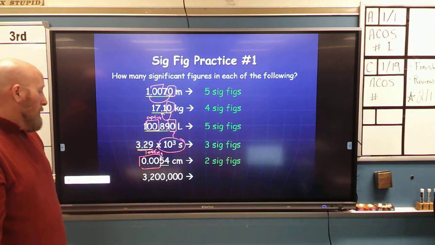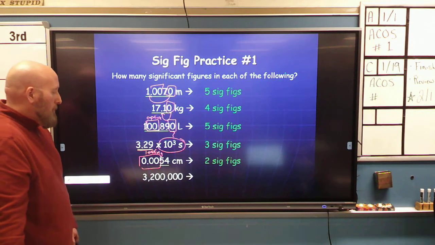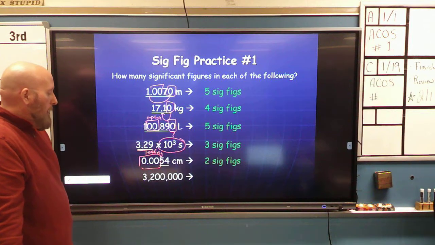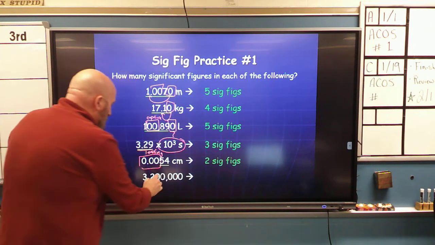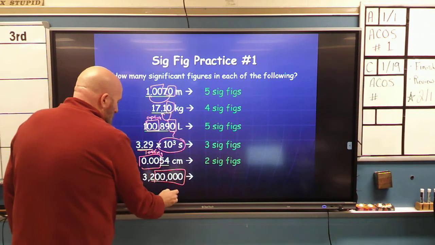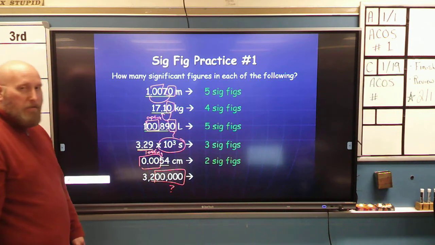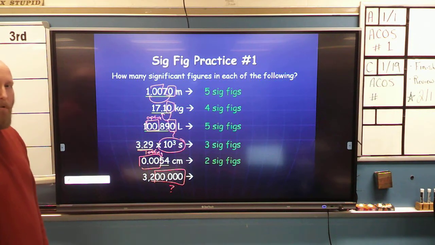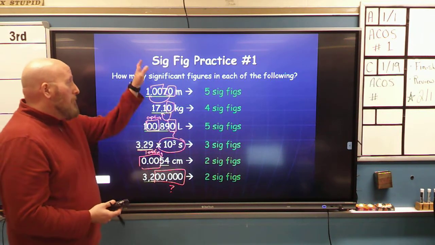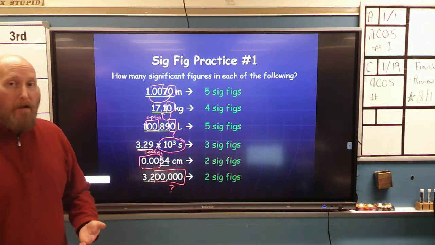Then this last one, 3,200,000. Well, again, these are trailing, aren't they? Is there a decimal point, though? No decimal point. No decimal point, trailing zeros don't count. So I only have 2, the 3 and the 2 there. Okay? So again, hopefully just some of this practice will have helped you with that.